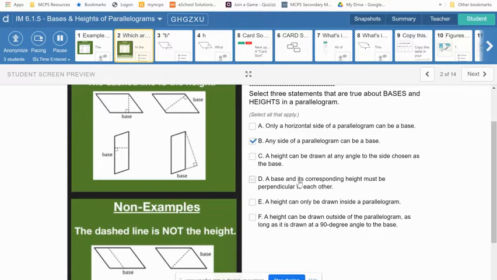A base and its corresponding height must be perpendicular to each other. Oh, I just said that. So that is true. The base and the height must be perpendicular. Perpendicular is a word, again, that just means it's going to form basically a cross. Let me show you.